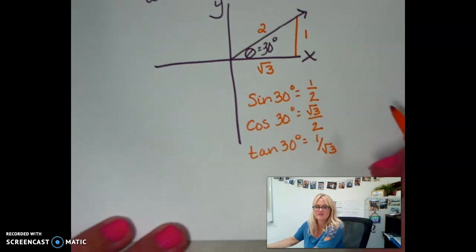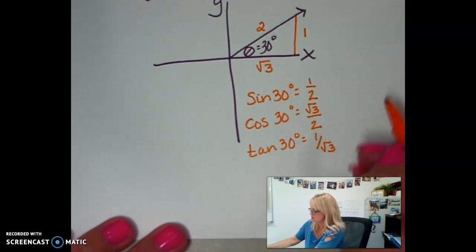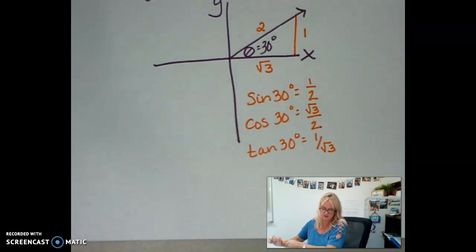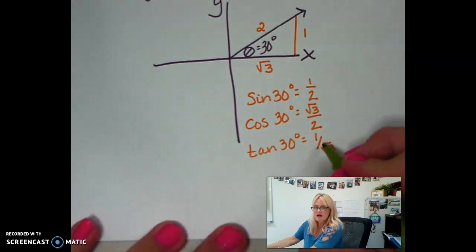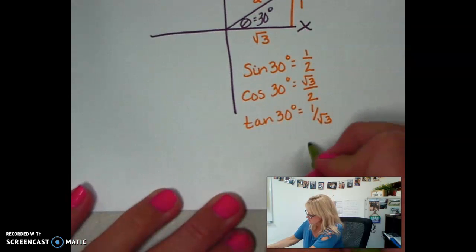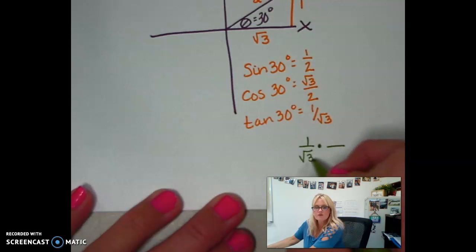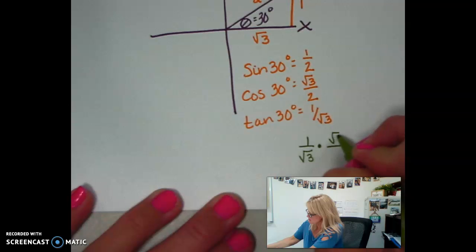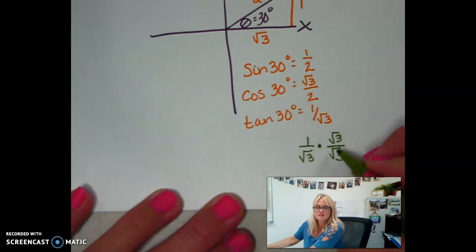Now, if you remember back in Algebra 2, you cannot have the square root on the bottom, and this is what we call rationalizing. In order to rationalize a fraction, you have to multiply both the top and bottom by that radical. So I'm going to multiply both the top and bottom by the square root of 3 over 3, because this actually is equivalent to 1.